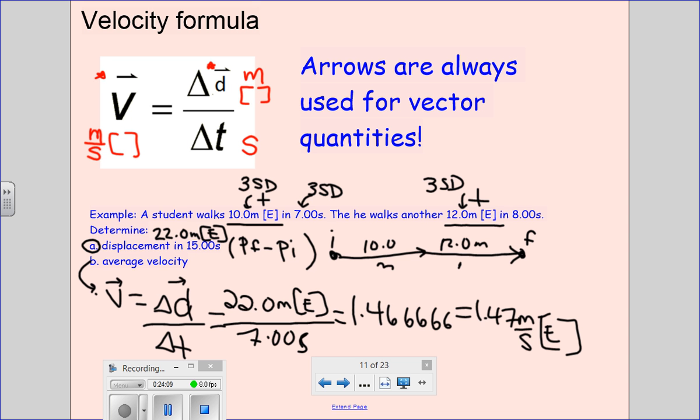Yes? This is not on the quest. The speed formula is, but this specific formula is not.